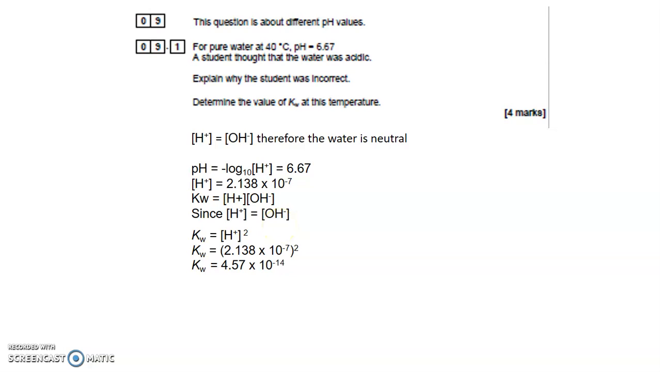Now Kw, the equilibrium constant for water, always equals the H plus concentration multiplied by the OH minus concentration. That's just something you've got to learn. And since H plus concentration equals OH minus concentration, we can replace OH minus concentration with H plus concentration. So Kw equals H plus concentration squared. We know the H plus concentration, 2.138 times 10 to the minus 7 squared. Kw is 4.57 times 10 to the minus 14.